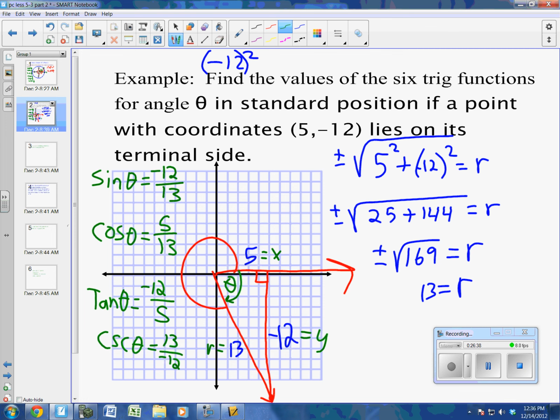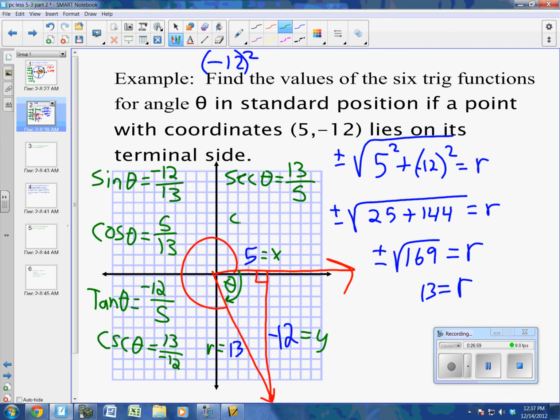What is secant? Secant of theta is what? 13 over 5. How did you get that? Say that again. The radius over x. Yeah, r over x. Okay, good. All right, let's go with Lydia.